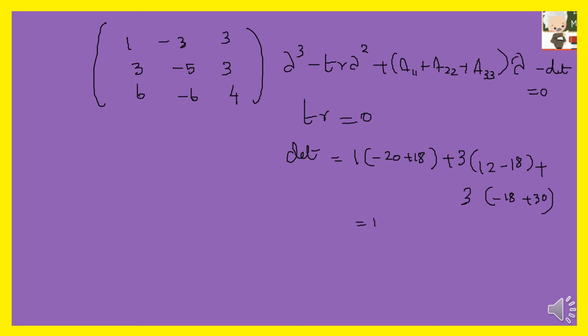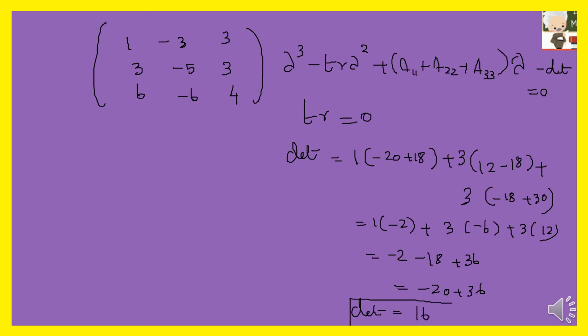So which will be 1 into minus 2 plus 3 into minus 6 plus 3 into 12. So again, which will be minus 2 minus 18 plus 36. So again, minus 20 plus 36. So your determinant will be equal to 16. Your determinant is 16. Right?